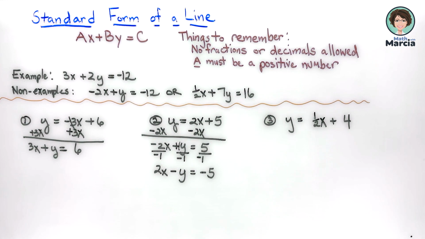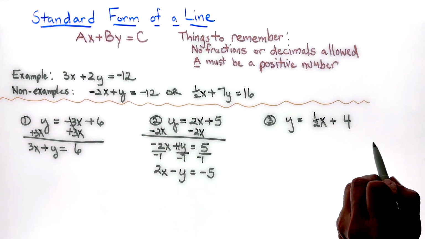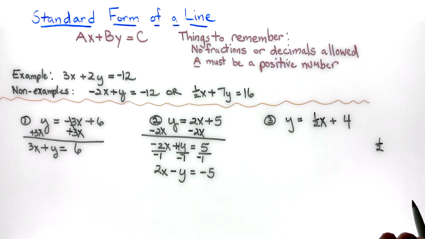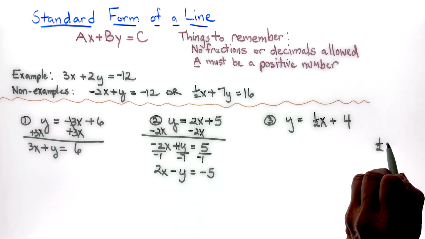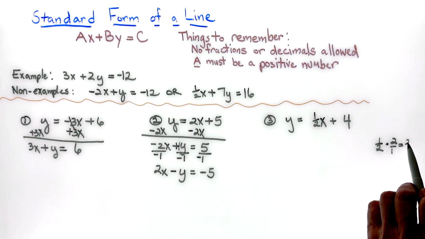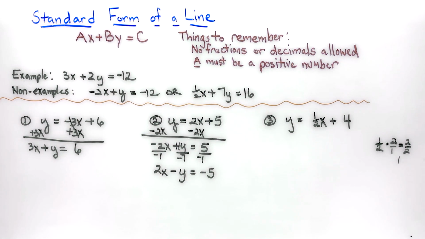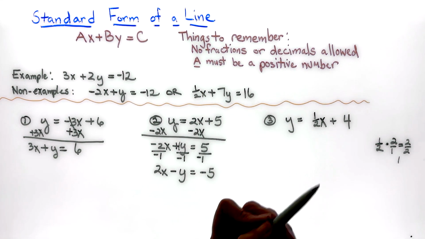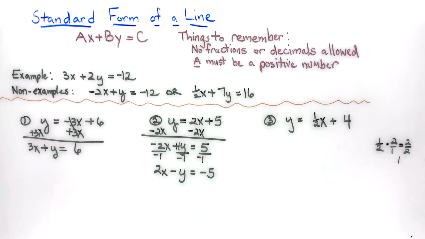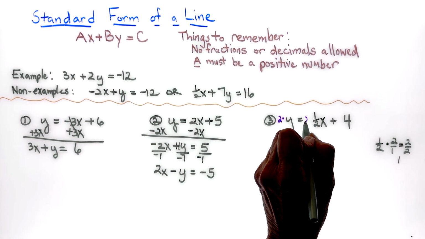Let's look at the last one. I see that I have a fraction. Well, I know that if I have the number 1/2 and I want to make it into a whole number, I'm going to multiply by the reciprocal of it. And 1/2 times 2 is actually equal to 2 over 2, which is the same as 1. So when I am looking at this problem, I know that I have to multiply everything, and I'm going to do it in another color so it really shows out. I'm going to multiply everything by the whole number 2.